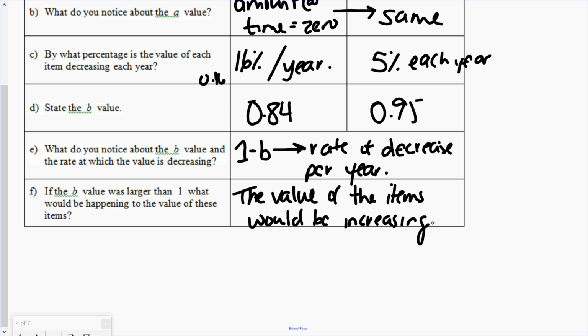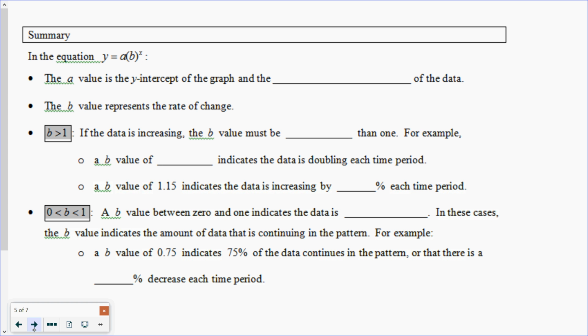All right. Okay, so the little summary page. It says in the equation y equals a times b to the power of x, the a value is the y-intercept of the graph and is the starting point of the data.